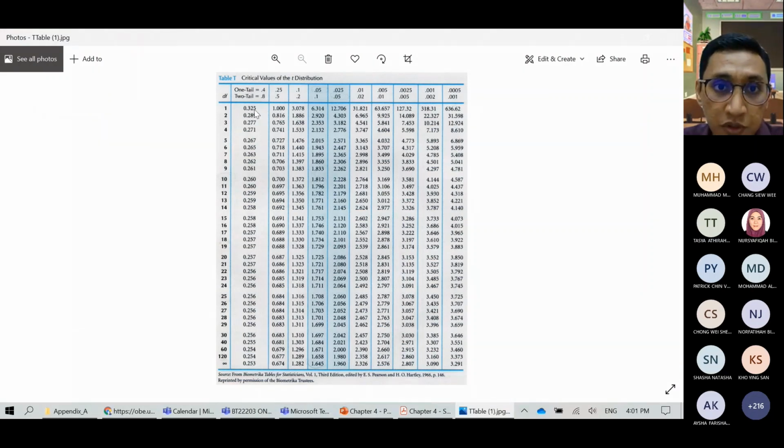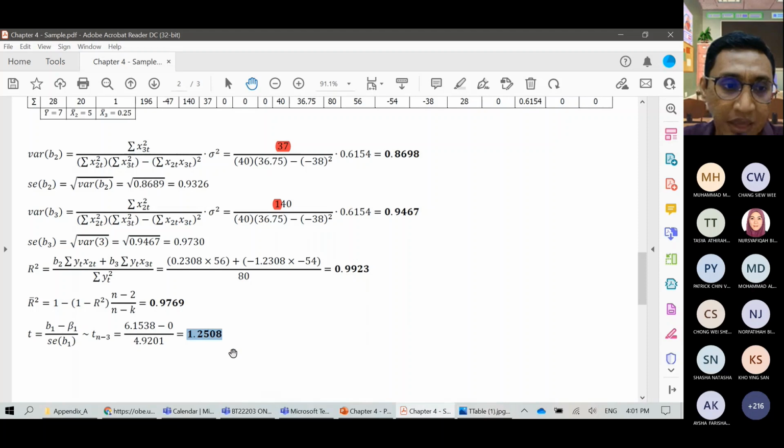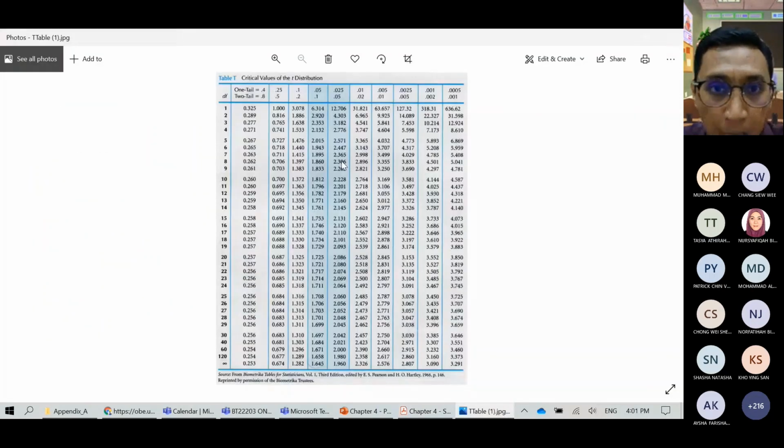We know the degrees of freedom is equal to 1. Find a value that is 1.2508 in the table. Here we see that 1.25 is between 1 to 3.078. So that is where our T statistic is located. It means that our p-value is between 50% to 20%. Very, very huge.